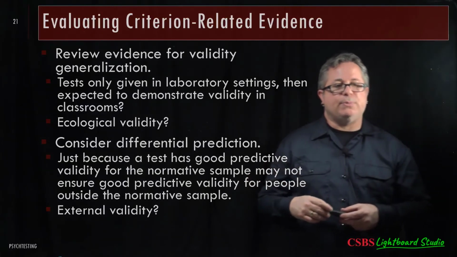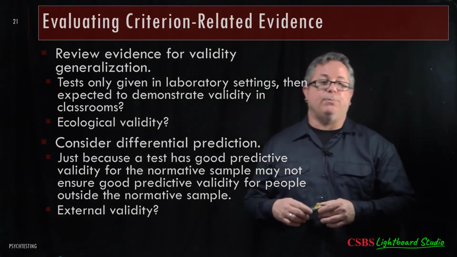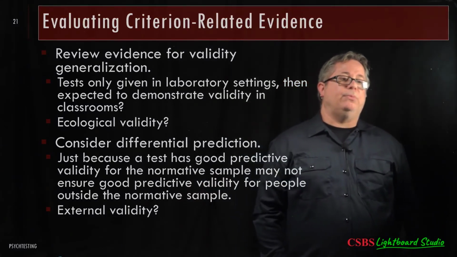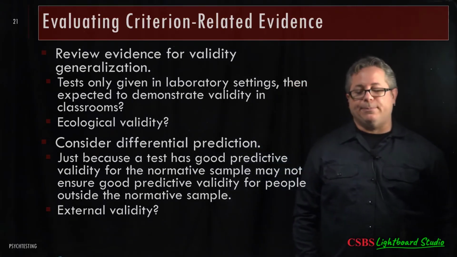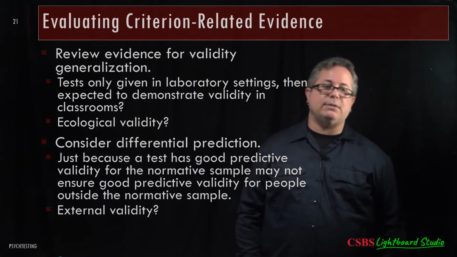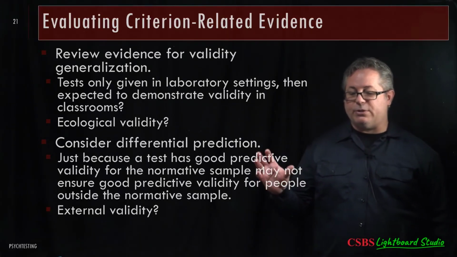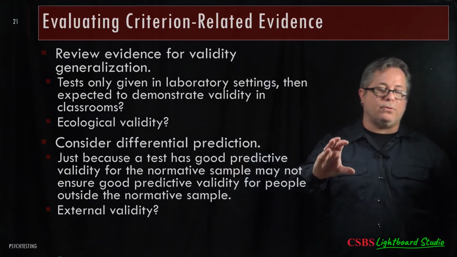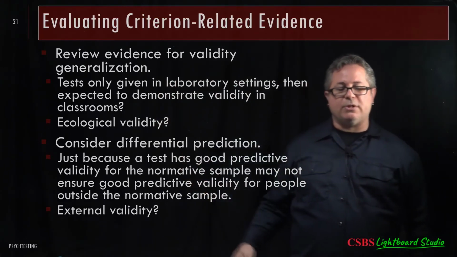Consider differential prediction. Just because a test has good predictive validity for the normative sample may not ensure good predictive validity for people outside of that sample. When you use, say, college students as your normative sample and then want to go to other adults, non-college attending adults, or adolescents, it's very likely that the relationship between your scale and the criterion is not going to be as strong. If it was developed for college students, when you go outside of that population, it's probably not going to work very well. This sort of relates back to external validity.